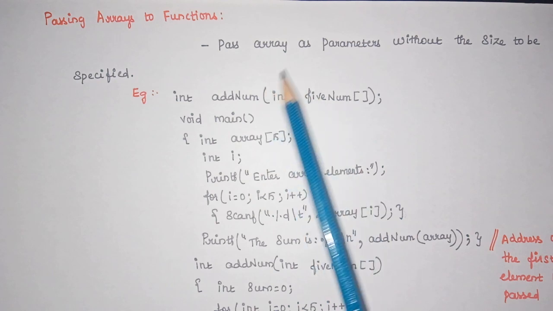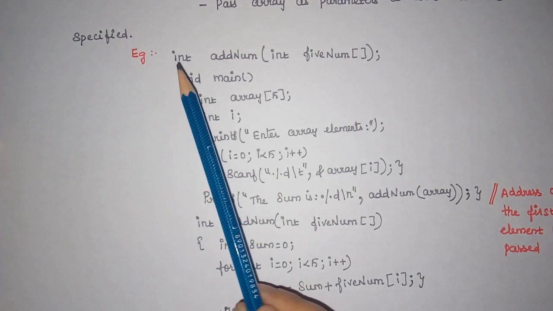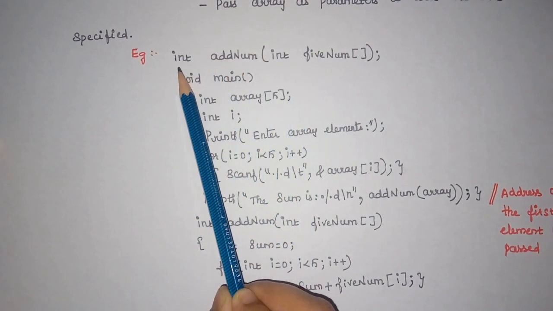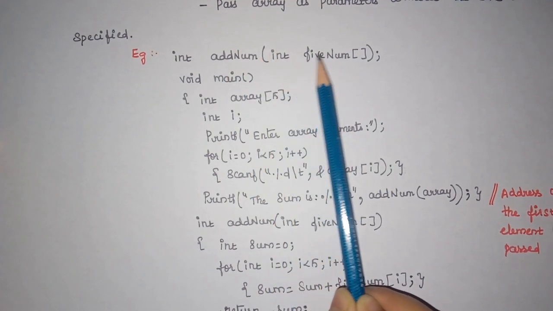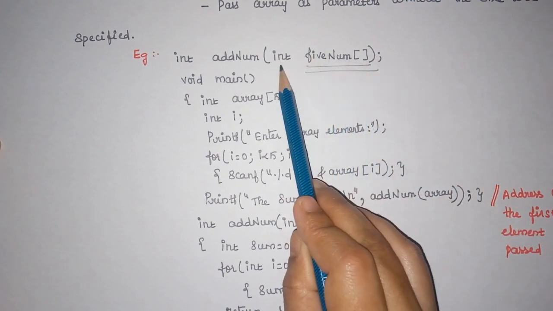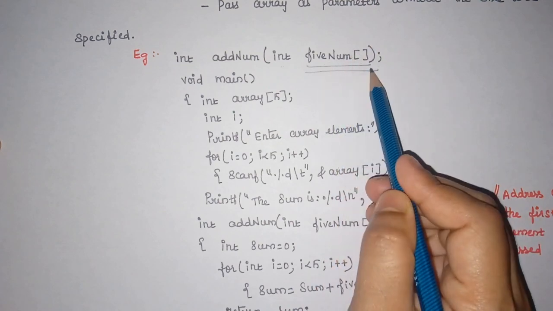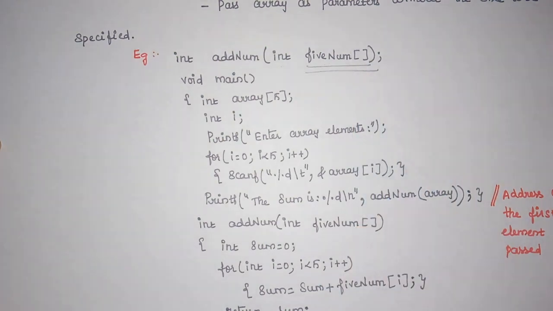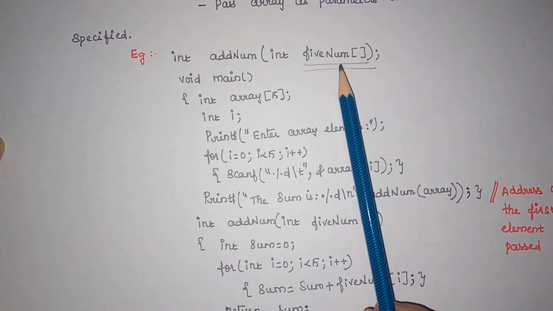And here we are passing the array as a parameter without specifying the size of the array. That is how we are passing the array as a parameter. If you look at the example, we have a function declaration. The function is of integer return type. The function name is add num, and inside this function we have a parameter which is an array. Here we are using an array variable of type integer. And if you see the array variable here, we are not specifying any size of this array, right? Without specifying the size of the array, we are using this array as a parameter.